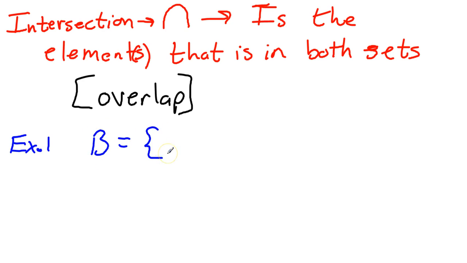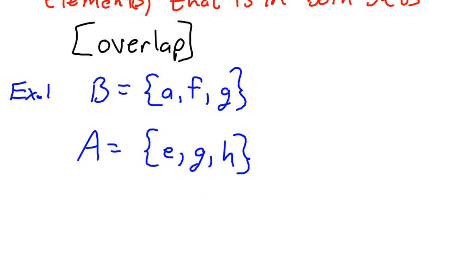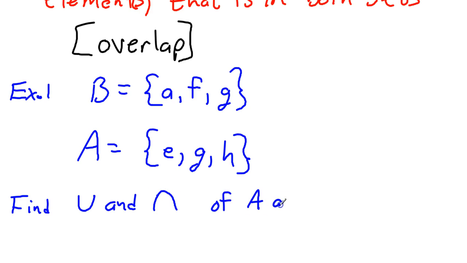And they'll tell you that set B, capital set B, is going to be A, F, and G. Capital set A, we're going to go with E, G, and H. And they should ask you to find both of the things. So they're going to ask you to find the union and the intersection of A and B.